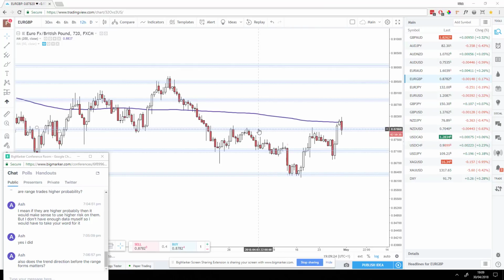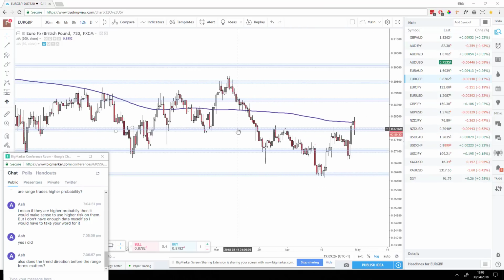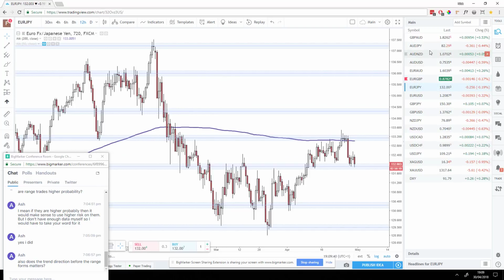Even if we do, though, it's probably going to be a weak setup. Yeah, the preceding trend's weak. So not terribly excited over this, but we'll keep an eye on it because why not? We haven't got much else to look at so far. So we'll keep an eye on this EURGBP, see what's happening.